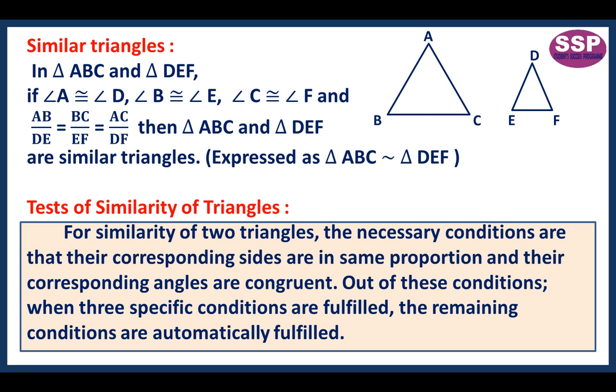Test of similarity of triangles. For similarity of two triangles, the necessary conditions are that their corresponding sides are in proportion and their corresponding angles are congruent. Out of these conditions, when three specific conditions are fulfilled, the remaining conditions are automatically fulfilled. Depending on the conditions, there are different tests for similarity.